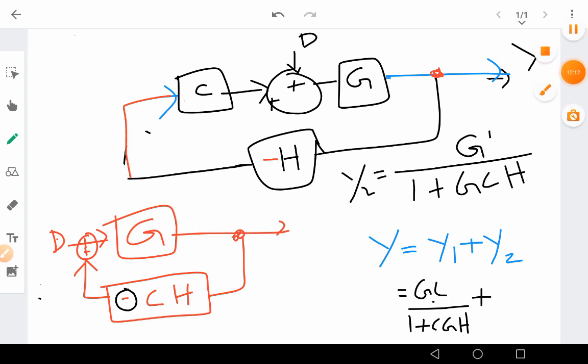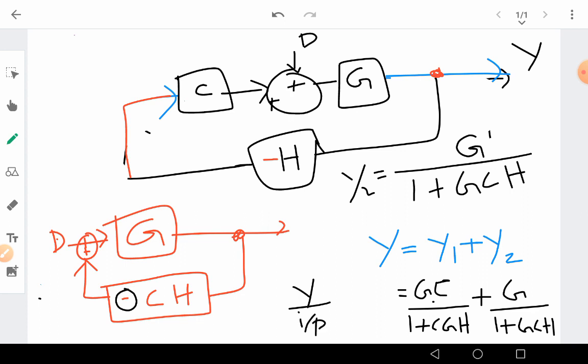This will be y2. So we have two things. This is y by d, the transfer function. The net transfer function will be y2, G divided by 1 plus GCH. This is the response, actually a combination of two inputs treated separately, making a single transfer function out of these two things. This is y1 plus y2.